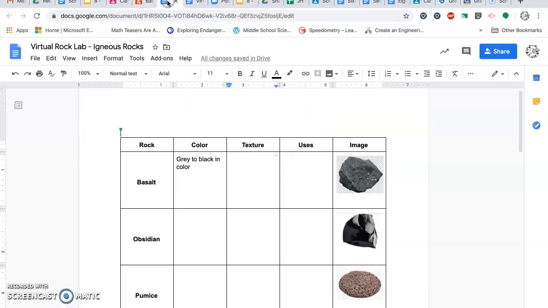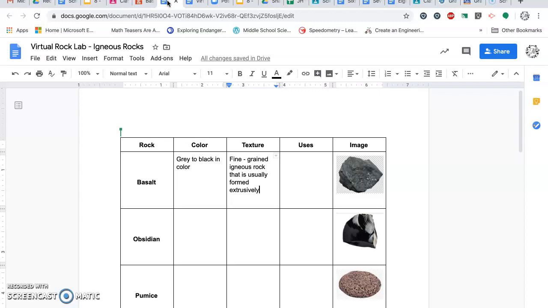So for our texture, remember texture is going to be fine grained or coarse grained. So this is a fine grained igneous rock that is usually formed extrusively. And remember, extrusively means that it's lava that has cooled once it reaches the surface of the earth.